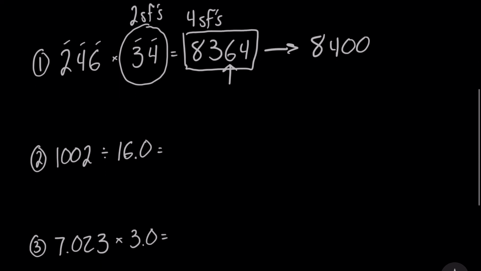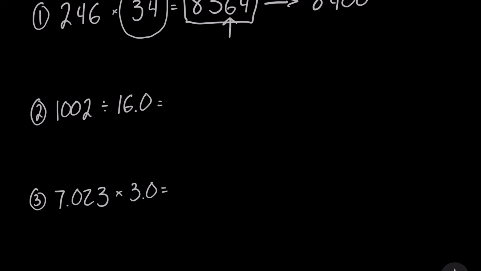Okay, let's look at our second example. We have a division question. We have 1,002 being divided by 16.0. Again, we're going to count how many sigfigs are in each of our numbers. We have 1,002, so this will have 4 sigfigs, and we have 16.0, because that 0 is trailing and behind a decimal, it will be significant, so that has 3 significant figures.